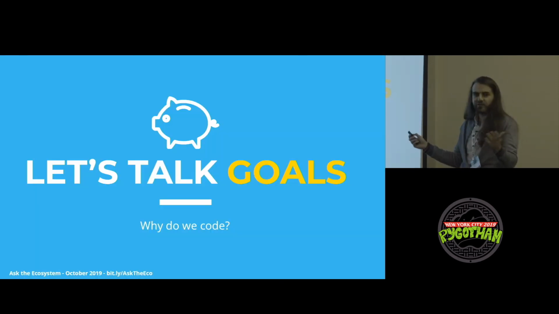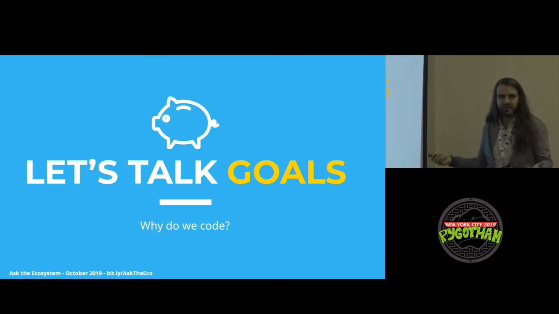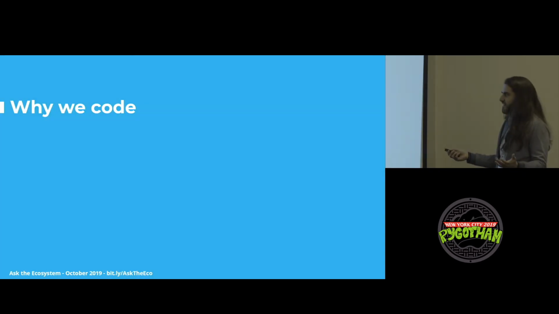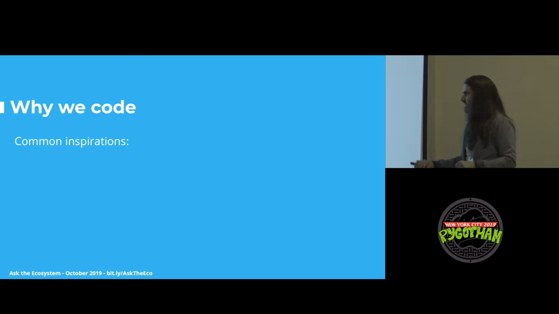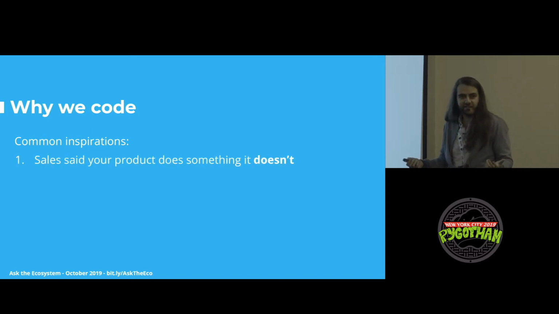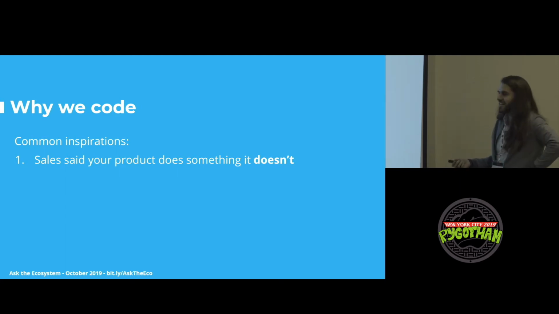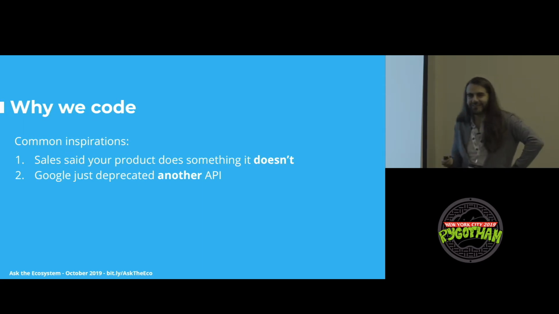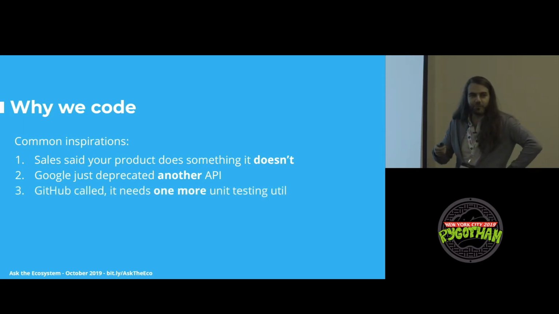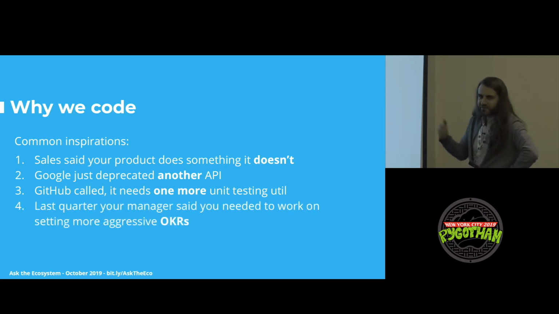All right, so let's talk goals. Why do we code? Why did we all get involved in this thing? So common inspirations, why we wake up and do battle with technology. Well, sales said that your product does something, and it doesn't, right? Obviously. Or, if you're a software engineer and not just a developer, well, Google just deprecated another API, so you've got your work set out for you. And if you're into open source, well, GitHub said they need another unit testing util, so you better get to work. And ultimately, it's all about the bosses. So last quarter, your manager said you need to work on setting more aggressive OKRs. And that's really why you should be coding.